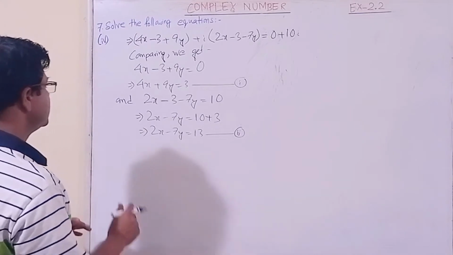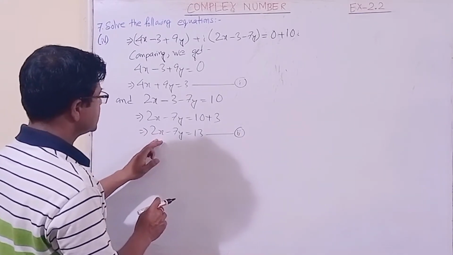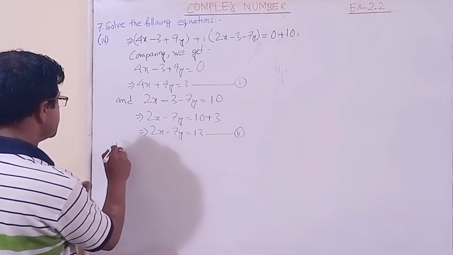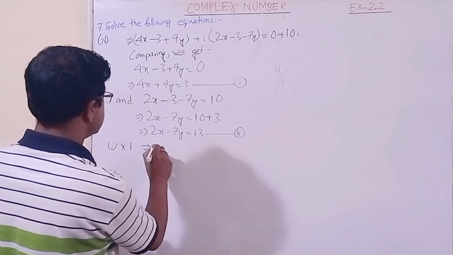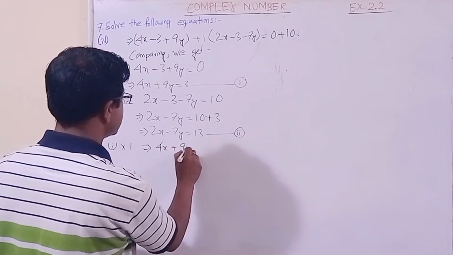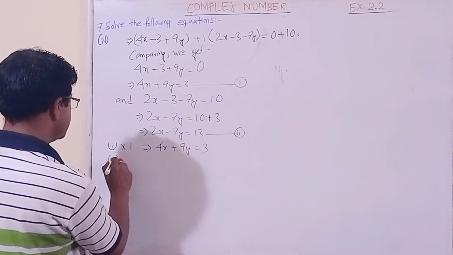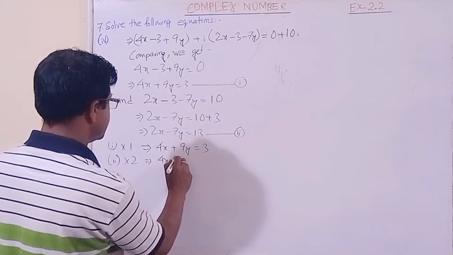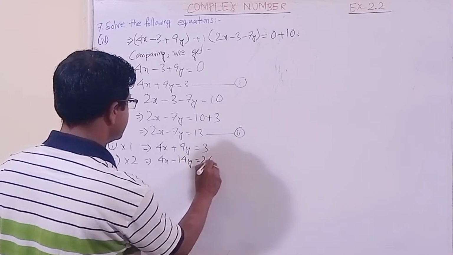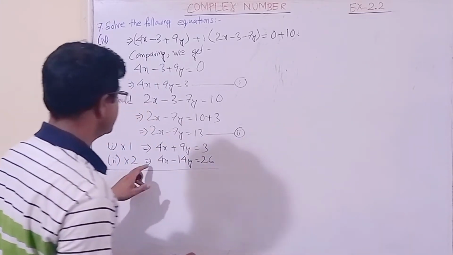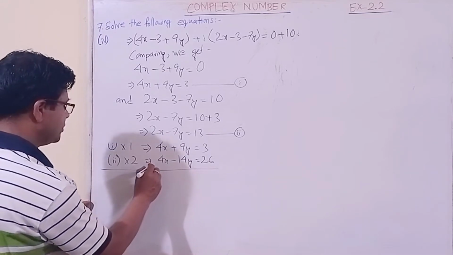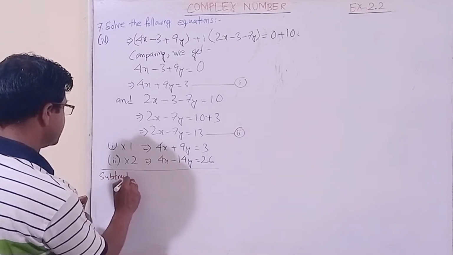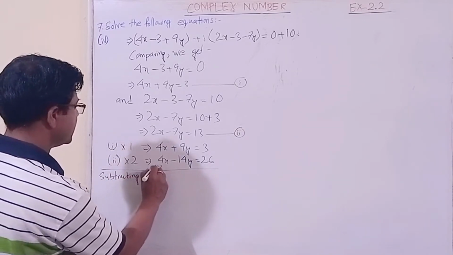Now we have to solve this. Let us solve by the elimination method, making the coefficients the same. Equation 1 is multiplied by 1 so it will remain the same: 4x plus 9y is equal to 3. Equation 2 is multiplied throughout by 2: 4x minus 14y equals 26. Okay, we have multiplied by 2 here to make the coefficient of x the same. What we shall do here is subtract. If we subtract, the signs get interchanged.